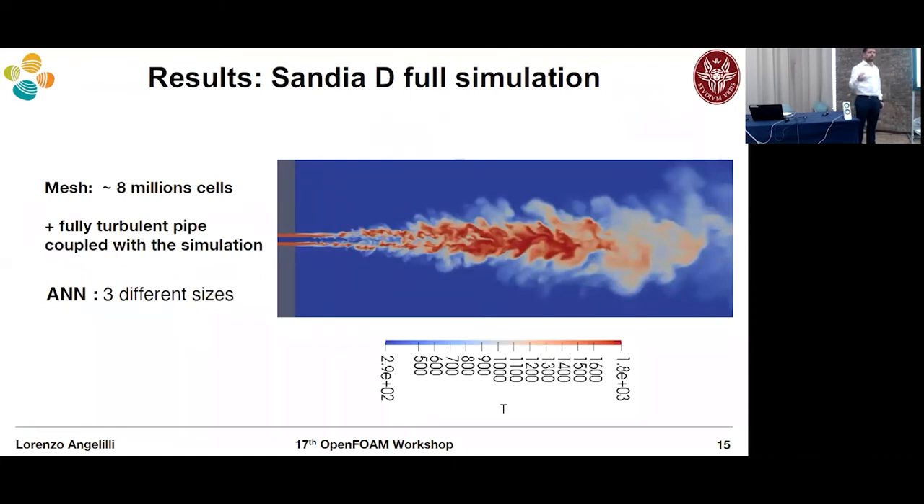Now, we always did comparisons between 2 different models, but not with the real results. So what we want to do now is a complete real validation of our model. So we increase the mesh again to 8 million cells. We add a fully turbulent pipe coupled with the simulation to reproduce the exact turbulence at the inlet, and we test 3 different networks, and we also check the species that I've never mentioned before.